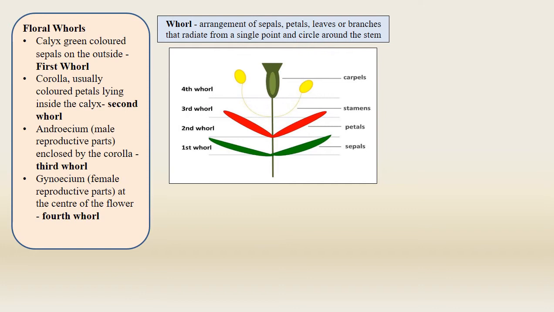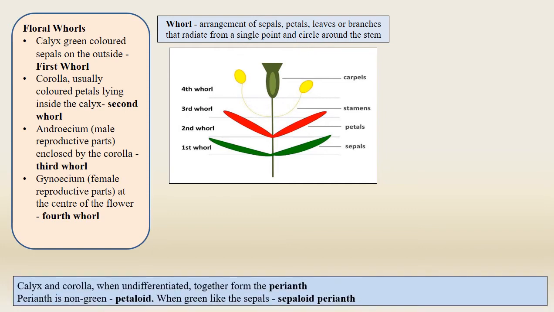The calyx and corolla, when undifferentiated, together form the perianth. When the perianth is not green in color, it is petaloid. When it is green like the sepals, it is called sepaloid perianth.